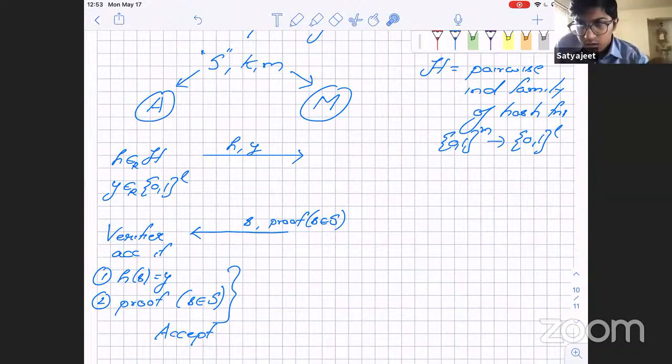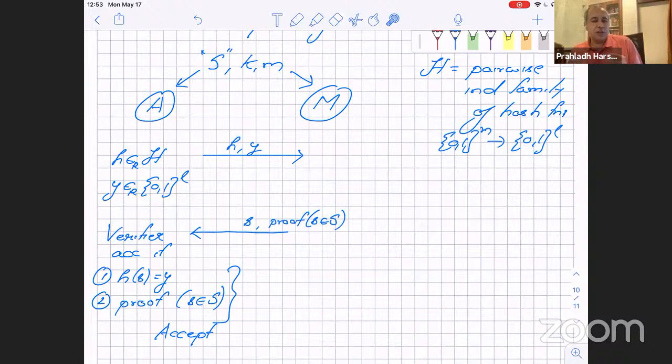The other case, invariably, y will not have a pre-image, so you will not be able to send such a thing. There'll be, of course, the verifier could have been unlucky and picked a y which had a pre-image, but the probability of that happening is going to be small. That's all we're going to show.